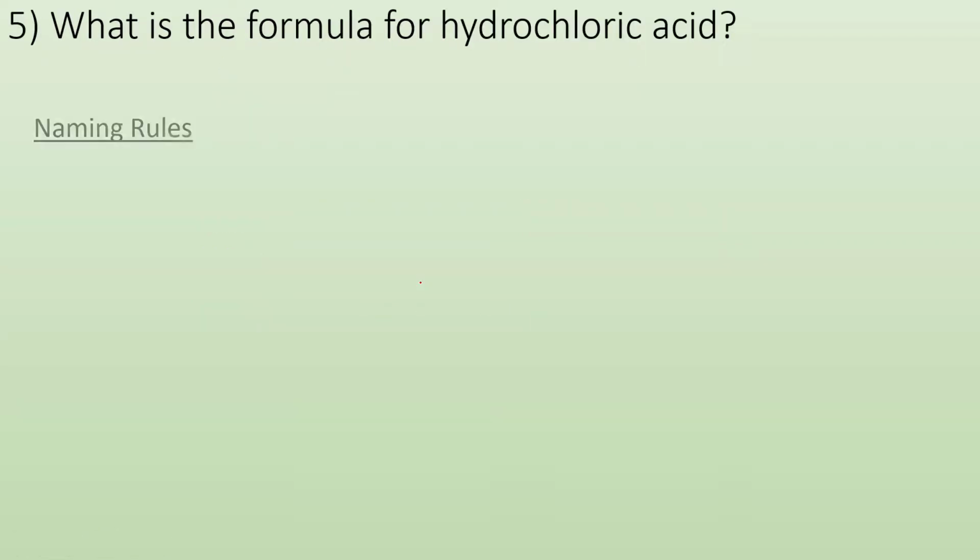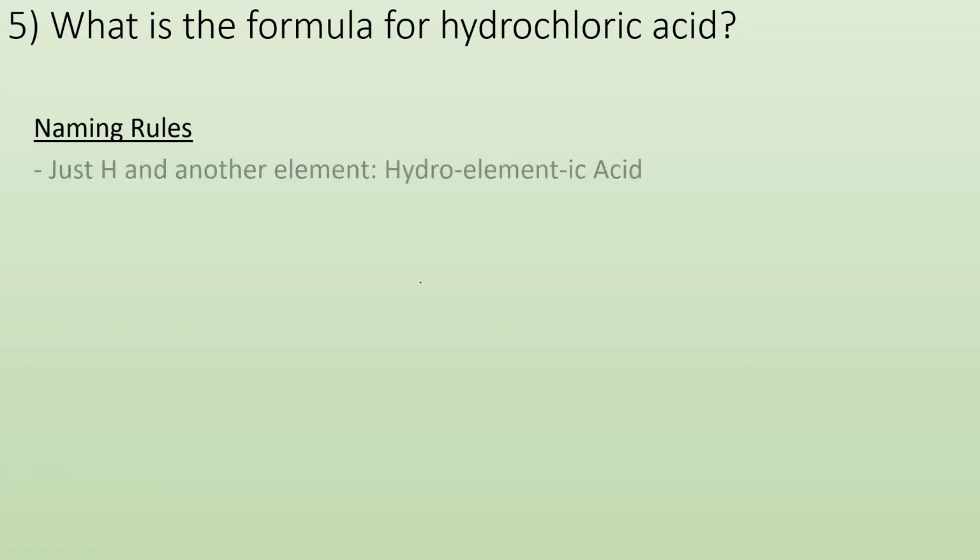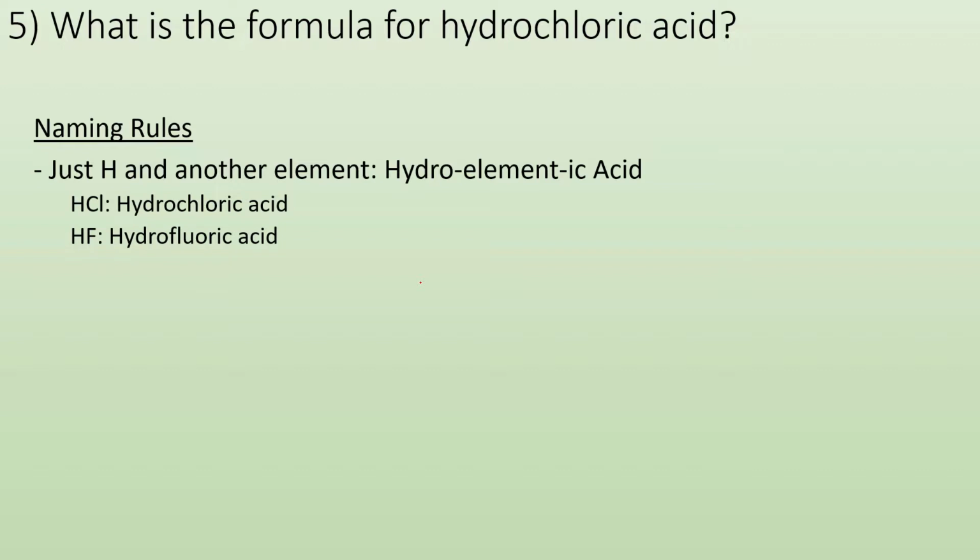What is the formula for hydrochloric acid? Again, review of the naming rules. If it's just hydrogen and another element, that's when you're going to see the hydro-something-ic acid, where the something is the element. So HCl is going to be hydrochloric acid. HF would be hydrofluoric acid. If it ends in ous, then you know that stuff had an ITE ending originally. So HClO2 would be chlorous acid.